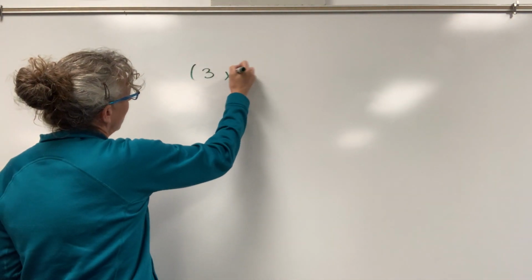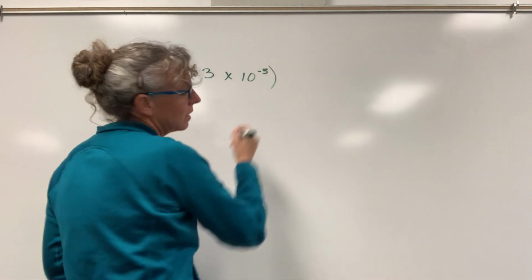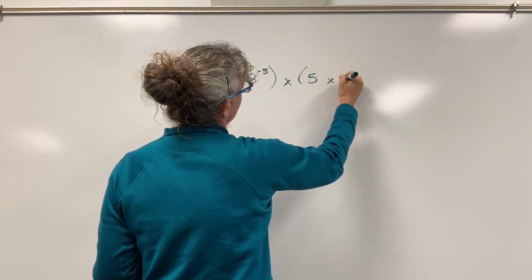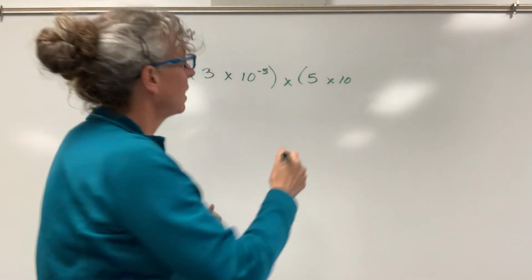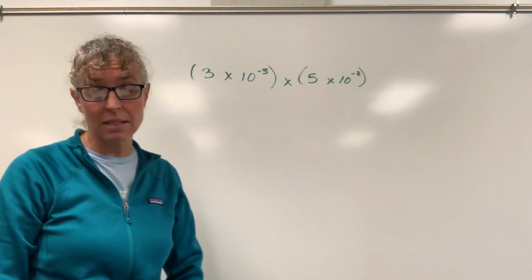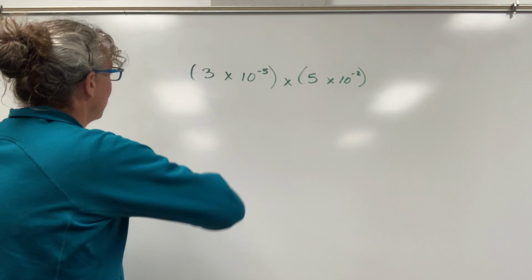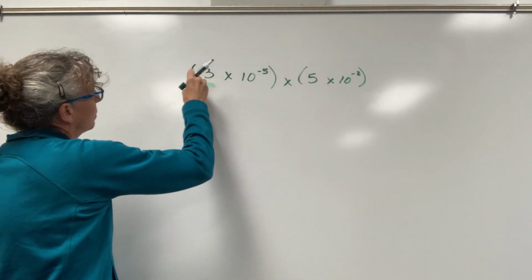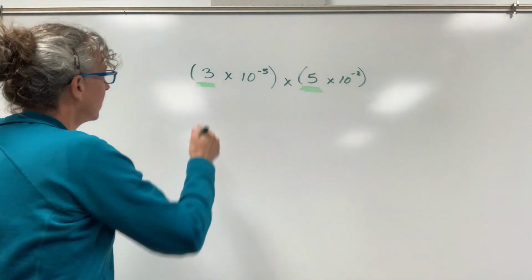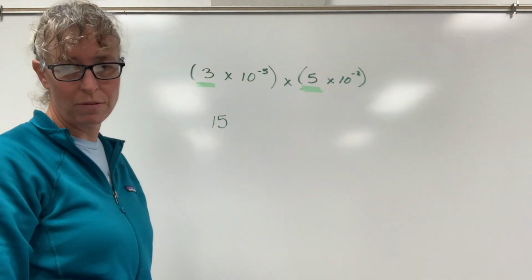It's 3 times 10 to the -5th, and that's getting multiplied by 5 times 10 to the -2. Okay, so when I'm multiplying scientific notation, what I do is I multiply my real numbers first. That color is really hard to see, huh? Real numbers. So what's 3 times 5? That's 15, right? Okay, so far so good.